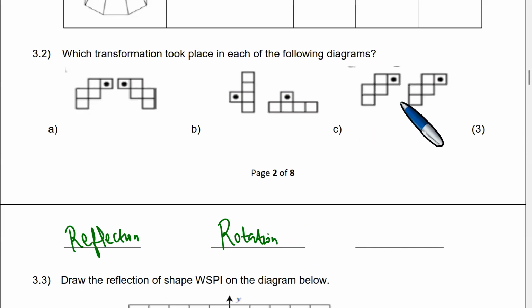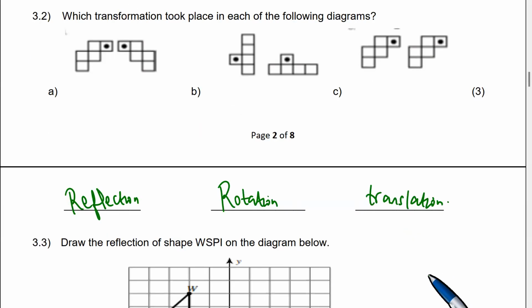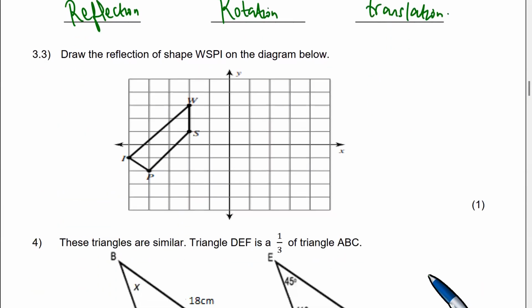This one now. C. Translation? Please come again. Translation? It's called a translation. Well done. It's called a translation. Okay, now let's look at 3.3. Let's look at 3.3. Draw the reflection of shape WSPI on the diagram below.